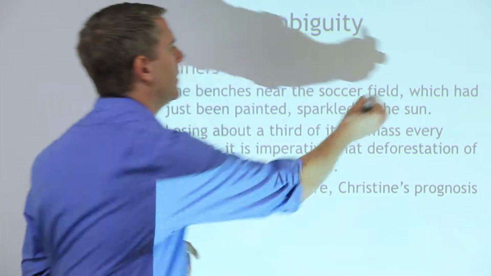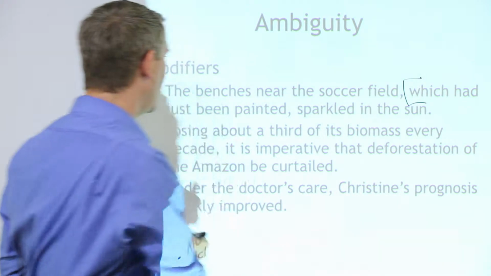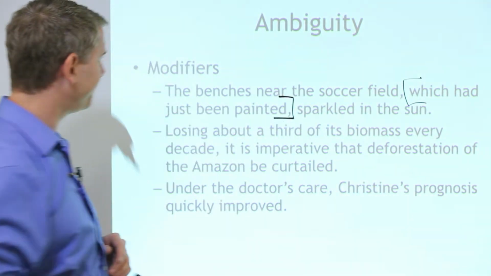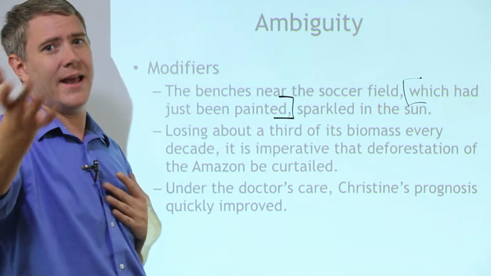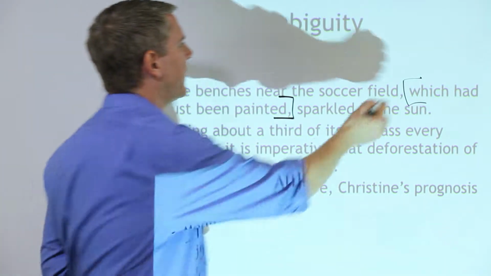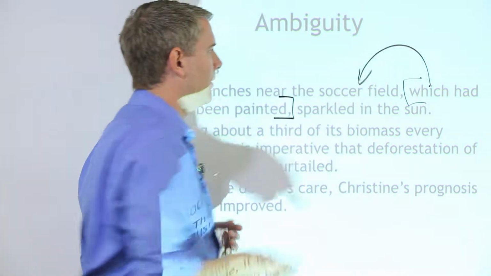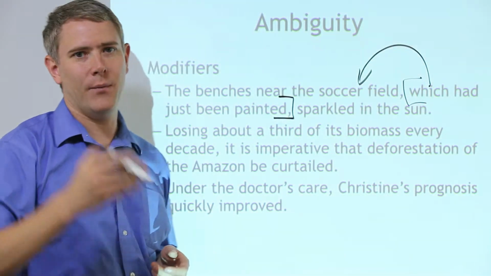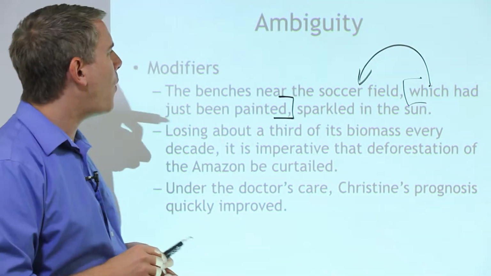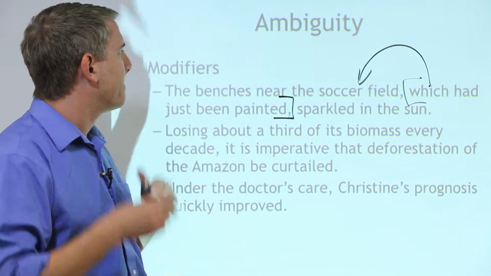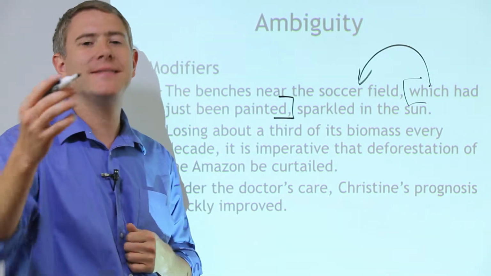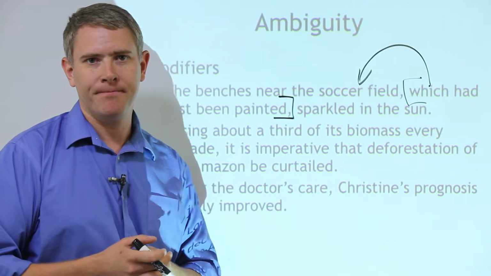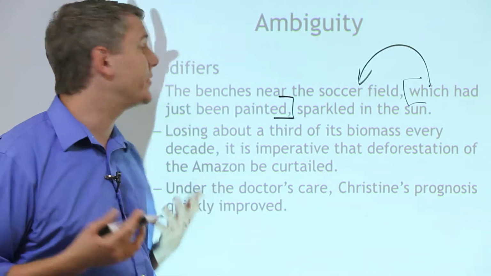What's the modifier? Okay, this is the modifier. Which had just been painted is the modifier. And what does it do? Well, as we're going to learn again in the pronoun lesson, it modifies the last noun. It modifies the last noun, which is the soccer field. Now, why is this ambiguous? Because I know what the writer here means. The writer means that the benches were painted.